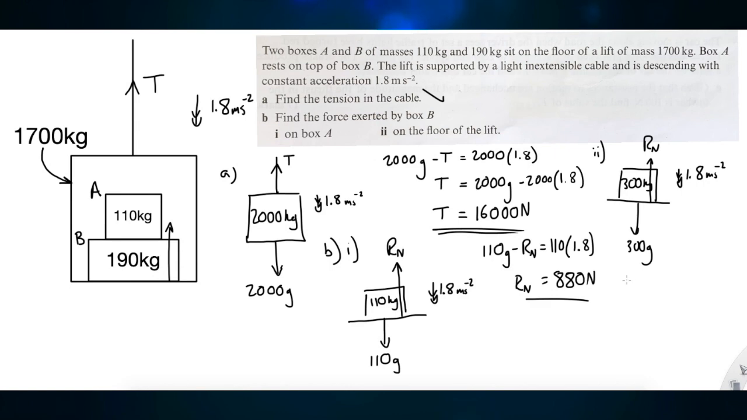So exactly the same process. 300 G must be bigger than Rn, so it's 300 G minus Rn equals 300 multiplied by 1.8. Okay, so the reaction on the floor of the lift is 2,400 newtons.